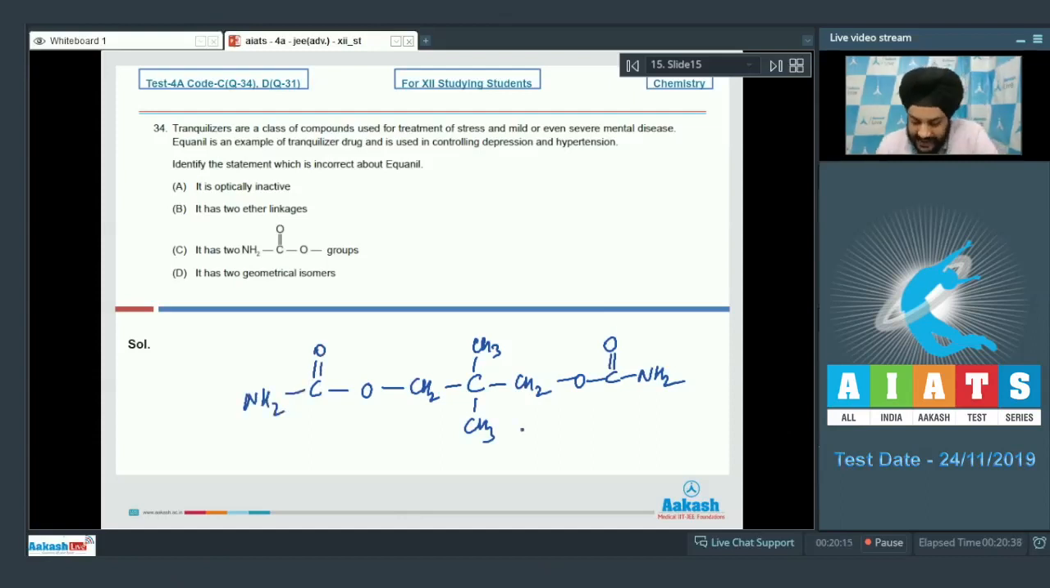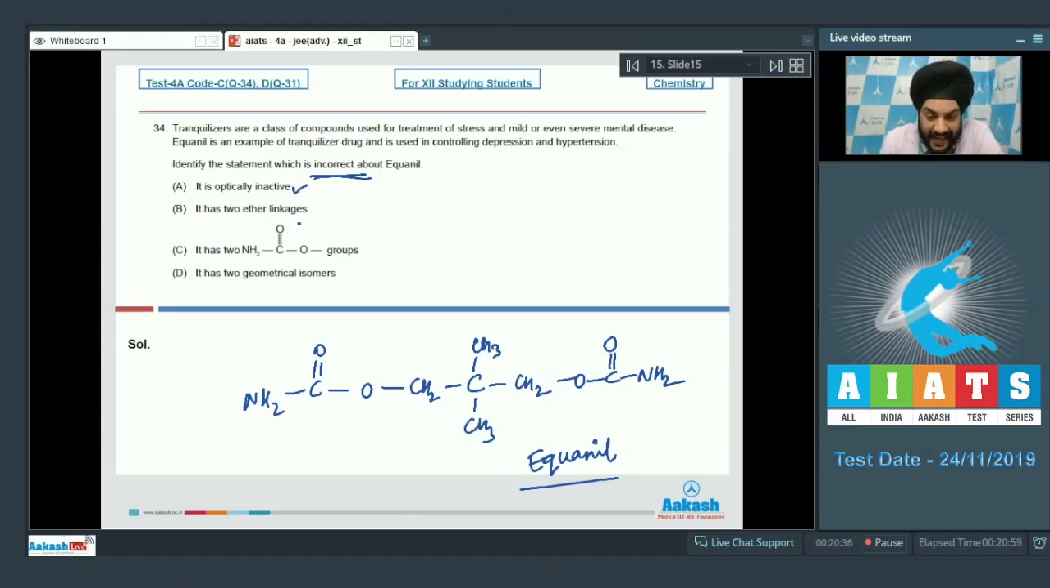Okay. So this is the structure of Equinil, students. Now if you look at the statements which are given to us, we have to identify the statement which is incorrect. Okay. So option A, it says it is optically inactive. So we can see that it is indeed optically inactive. There is no chiral center present. So this is the correct statement.